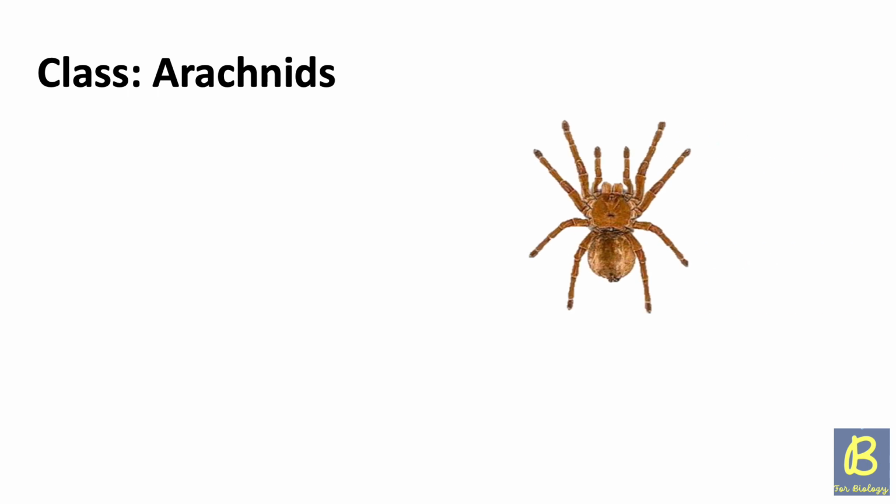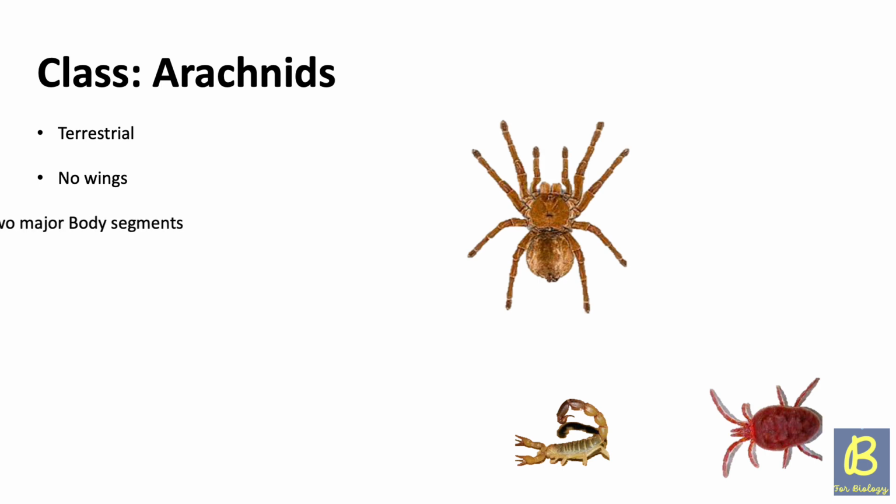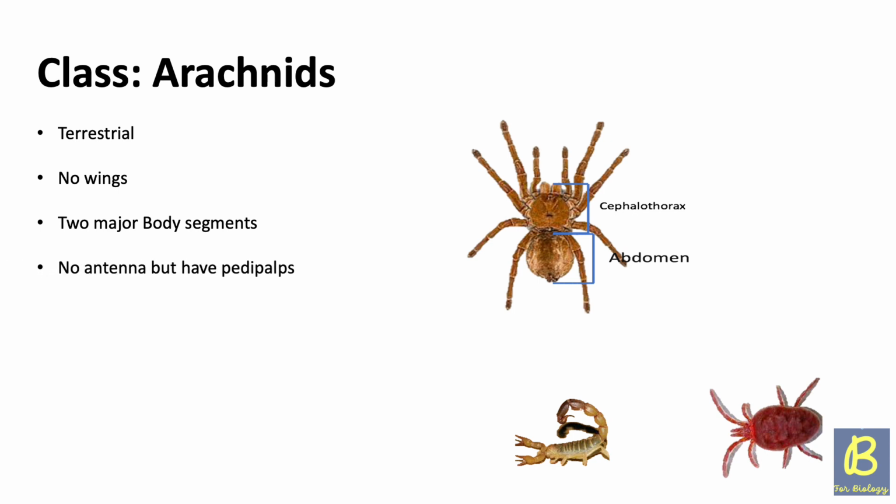Arachnids. It's a class of arthropods that includes spiders, scorpions, mites, and ticks. They are mostly terrestrial. They do not have any wings. They also have two major body segments, cephalothorax and abdomen. They have no antenna but have pedipalps, especially in spiders. Pedipalps are jointed and they look somewhat like small legs.